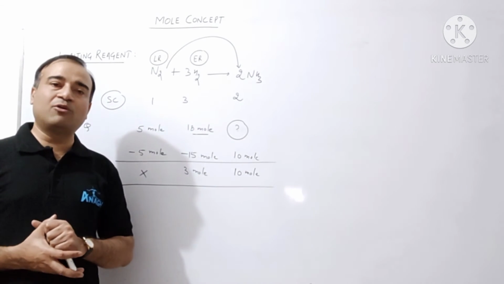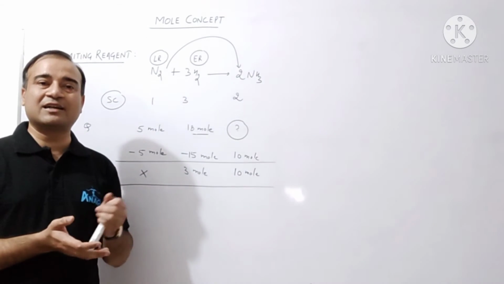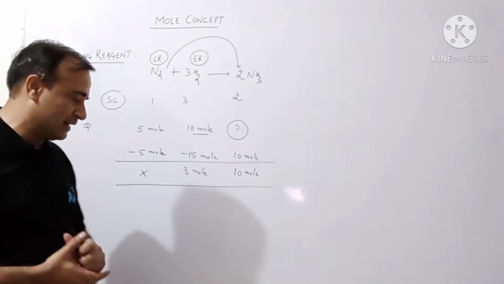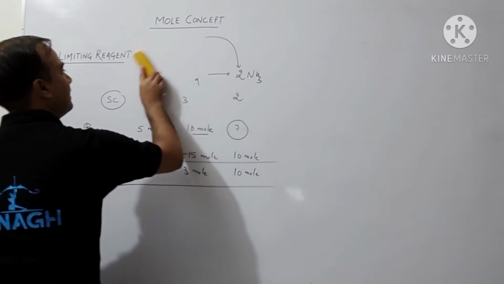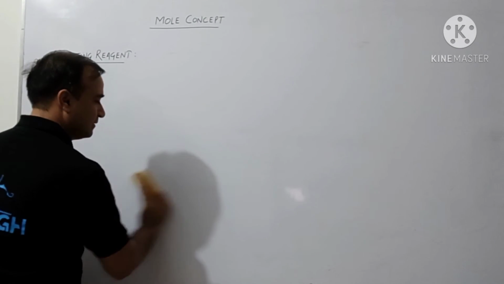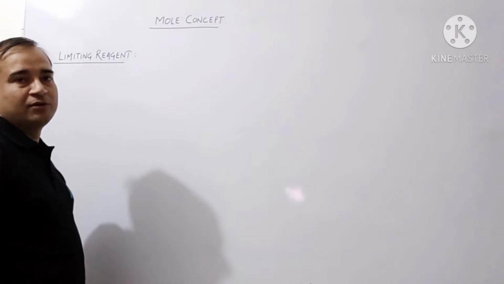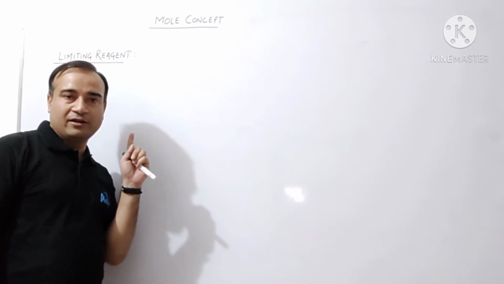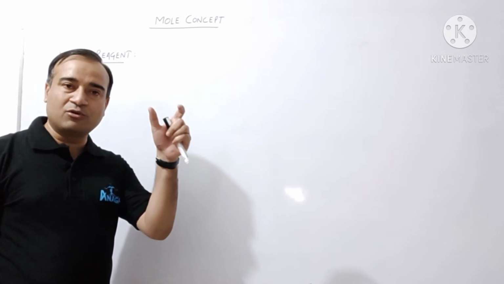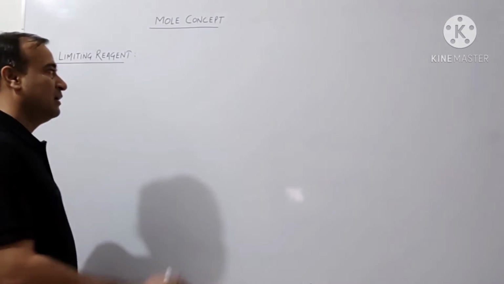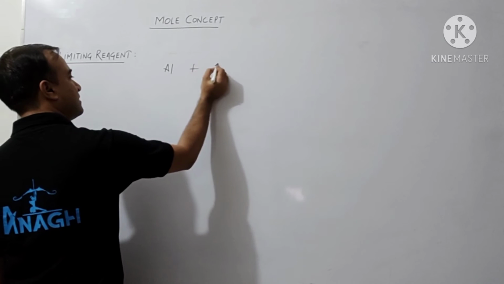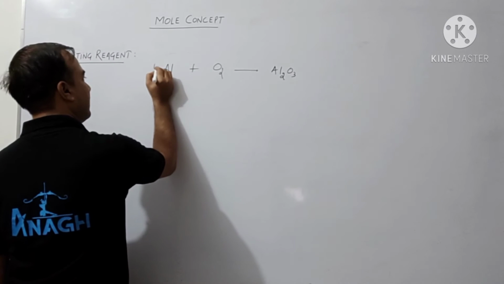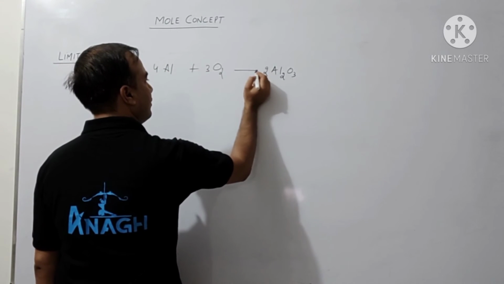left unreacted. One more numerical, and the same questions are there: limiting reagent, amount of product and amount of reactant unreacted. Let us see another example with another reaction also. In this case, I am going to give you the amount of reactants in terms of grams. So one more step will be included, that we are going to get the number of moles from the given amount of substances. Aluminium plus oxygen gives Al2O3. 4 aluminium, 3 oxygen, 2 Al2O3.